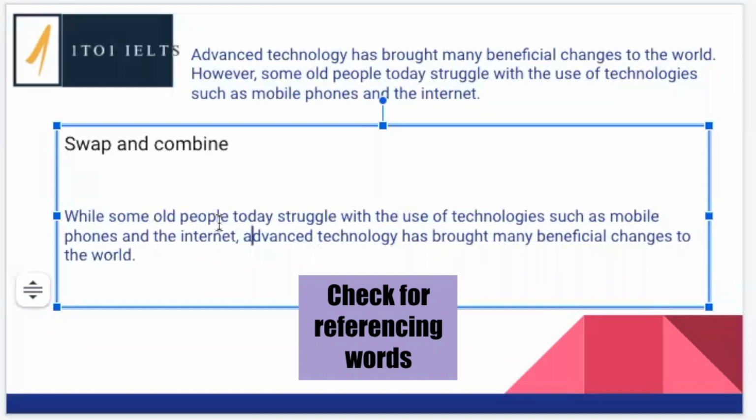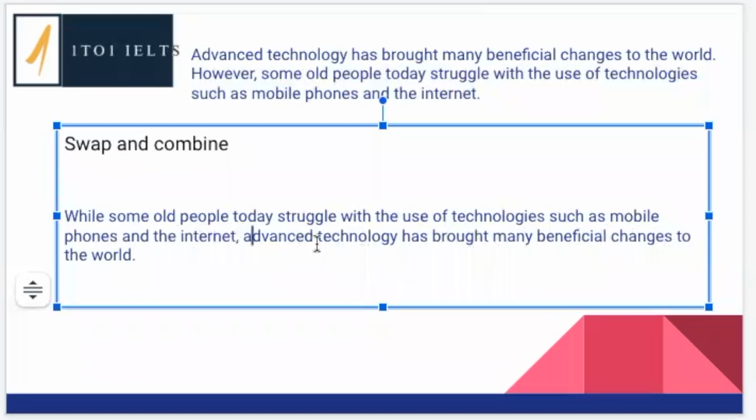So while some old people today, this is so far it's fine, struggle with the use of technologies such as mobile phones, the internet, advanced technology has brought many beneficial changes to the world. So actually there, in this particular sentence, there are no referencing words that we have to worry about, and this makes grammatical sense as it is. However, I think we can still paraphrase this a little bit better.